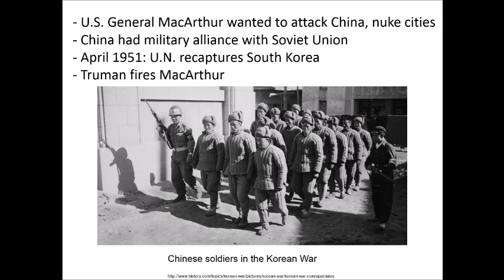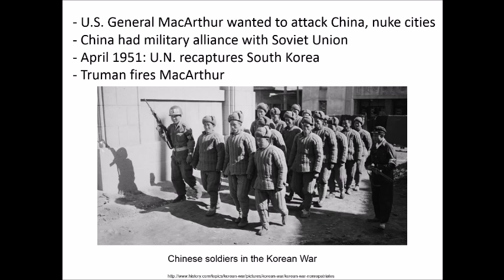Under MacArthur's plan, about 500 million Chinese would have died. So Truman didn't like this idea. At this point in history, we're not the only ones with nuclear weapons anymore. The Soviet Union has them. And we know, or at least Truman knew, that a nuclear attack against China was probably going to cause a nuclear retaliation strike by the Soviets against the United States. So this would have been World War III.